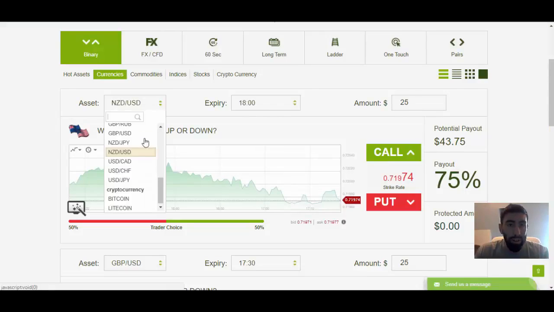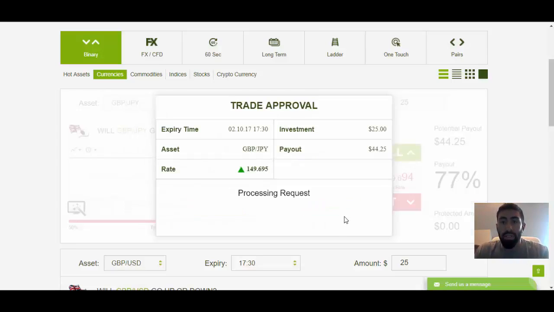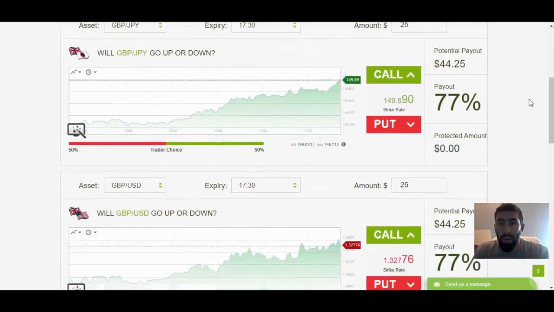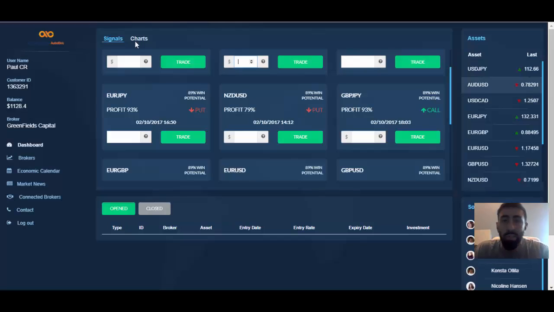Let's go to our broker, find the GBP JPY. Again, this will expire at 17:30 for a call position. That's in about 15 minutes from now. So approve it. All right, perfect. If we scroll down, we can see that we have our 4 trades currently open at the moment. And of course, they are fluctuating up and down, which is normal. So let's wait another 15 minutes, guys, and let's allow these trades to close. In the meantime, we will pause this video and wait for these trades to close.